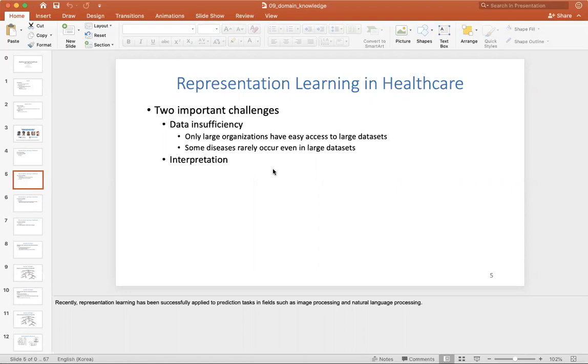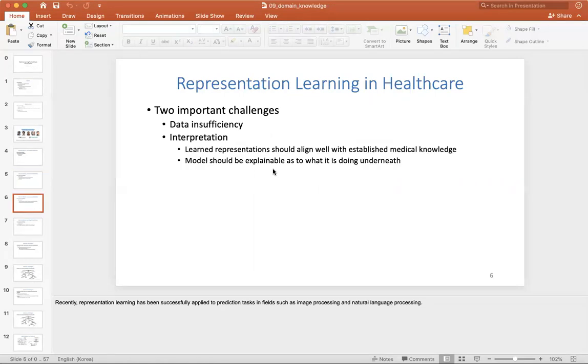So that is one of the objectives of this paper. The other is interpretation. You want the learned representations, the diagnosis representations or medication representations, to align well with established medical knowledge, meaning domain knowledge, obviously. And we want the model to be somewhat explainable, to know what it's doing under the hood.